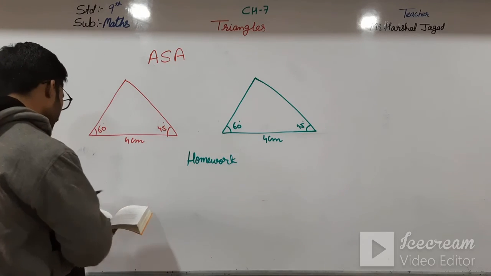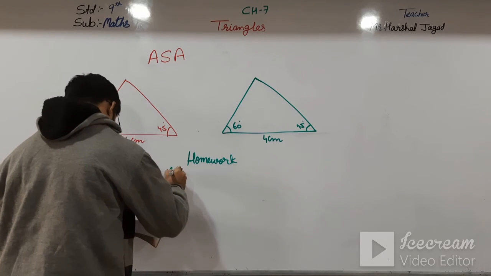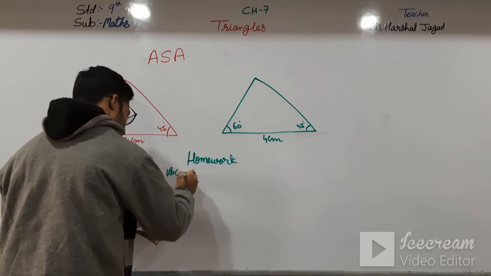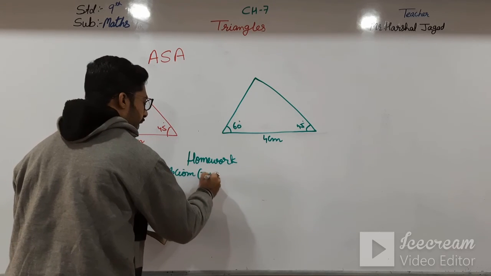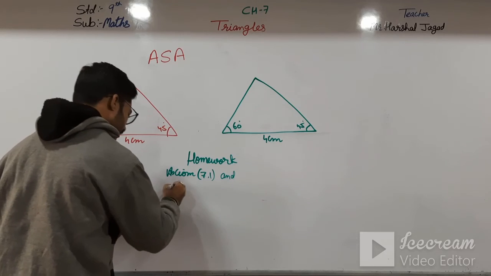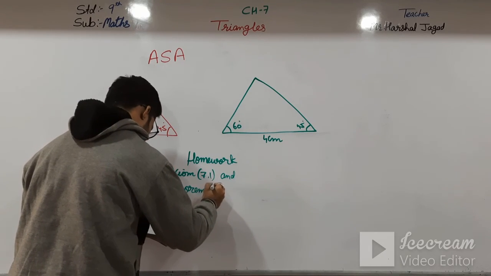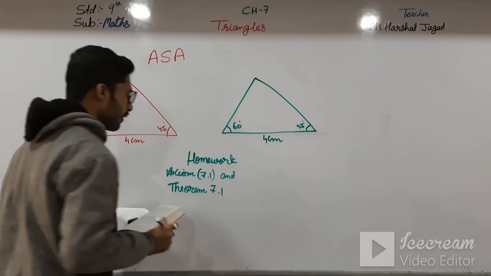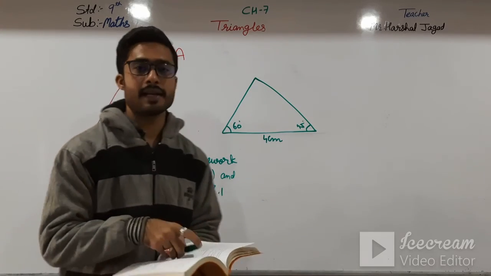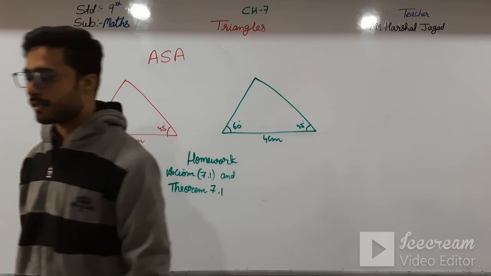you have to first of all write Axiom 7.1 and Theorem 7.1 in your homework. Okay, students, that you have to write in your homework, and we will meet in the next video. Okay, bye students.